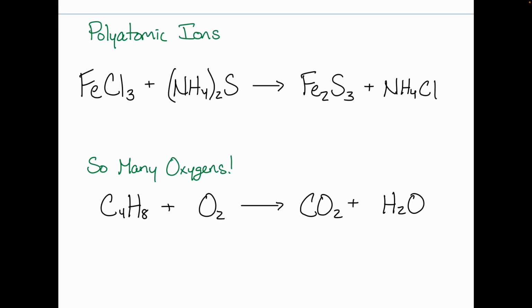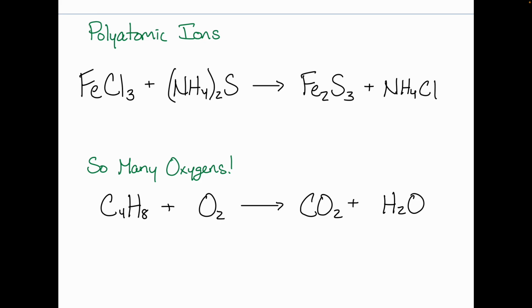Okay, so for the first one, we have this polyatomic ion. What's the NH4 ion? Ammonium. So we have this ammonium ion there, all right? We see it on both sides of my chemical equation, NH4, NH4, right?